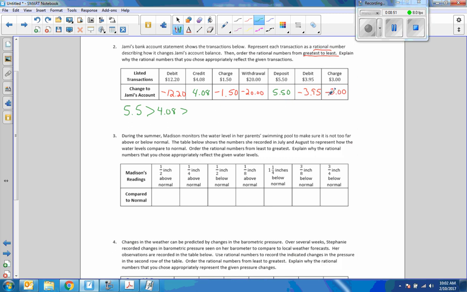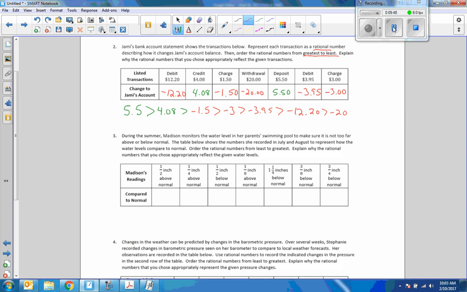Now remember, smaller negatives are actually bigger. Bigger negatives are smaller. The further we get from 0, the bigger the number gets negatively. So I want the smaller numbers first in red, and 1.5 is the smallest. I might as well stick with my colors, right? So back to red. Negative 1.5, and I just don't use the 0 here, is greater than negative 3, is greater than negative 3.95, is greater than negative 12.20, is greater than negative 20. There it is written as integers.